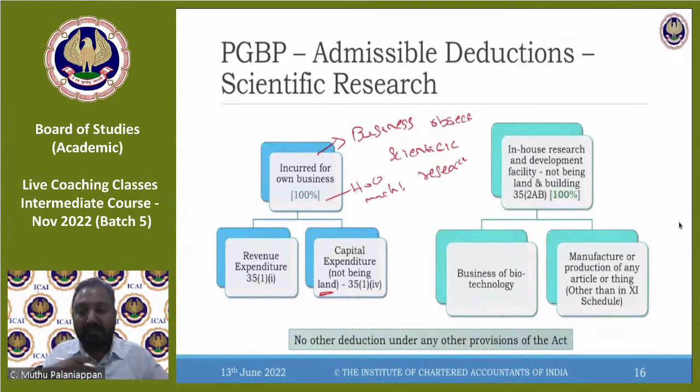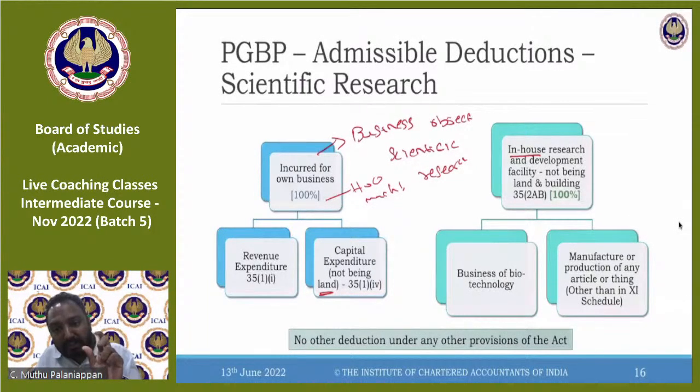But if my business is not scientific research, but I have an in-house research and development facility, provided that the investment is not in land and building. So I have an in-house research and development. What is not eligible expenditure? Land and building is not eligible. So here also, capital expenditure is allowed. 100% of capital expenditure can be claimed, but the expenditure should not be related to land and building alone.